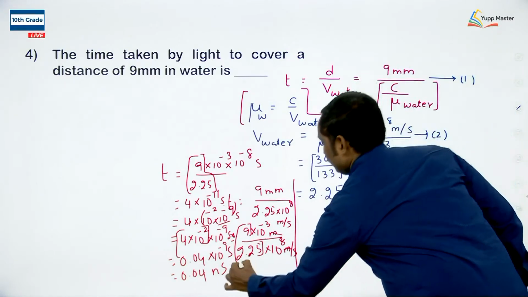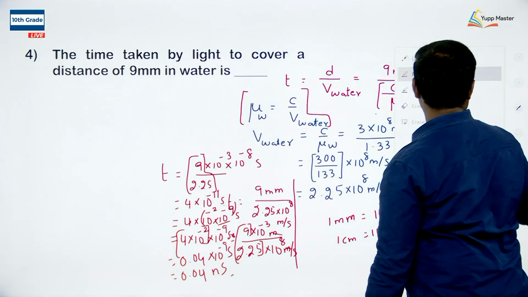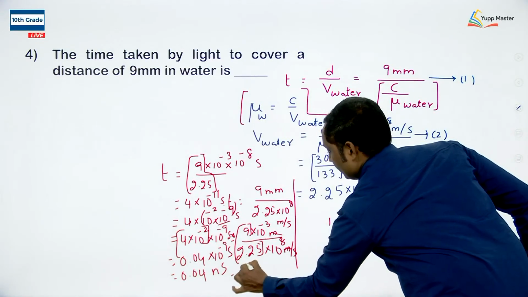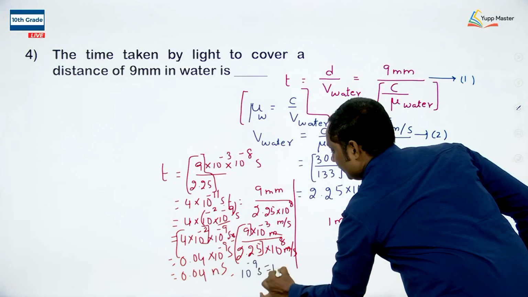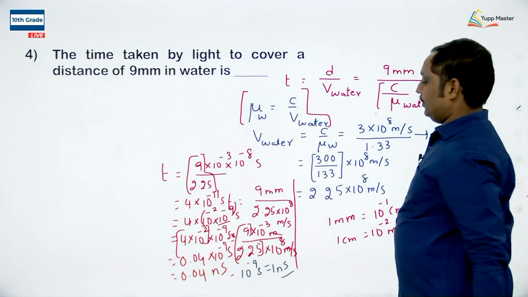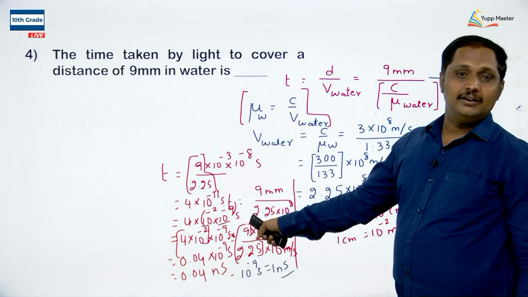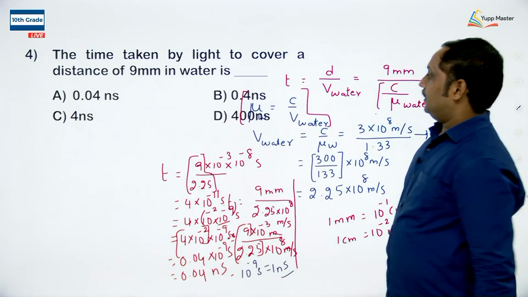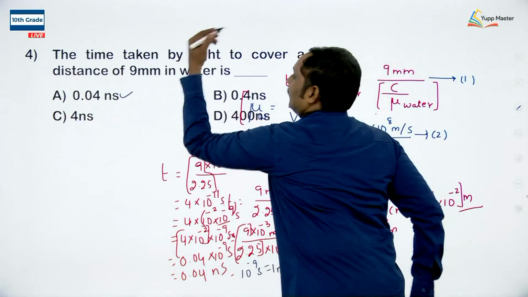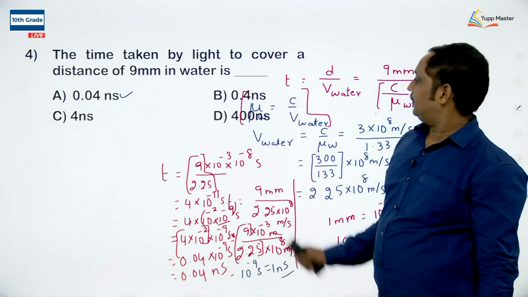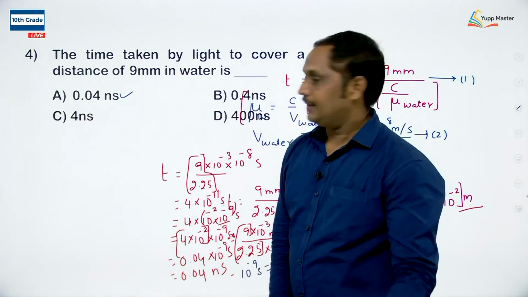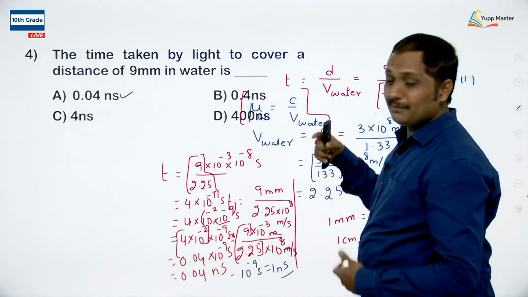Finally, what you have obtained is 0.04 nanoseconds. Since you know very well, 10 to the power of minus 9 second is equal to 1 nanosecond. So finally you have obtained 0.04 nanosecond. Let us see what is the answer. 0.04 nanoseconds is the correct one. The remaining are not correct. Please have a look into this problem. This is a very simple problem.